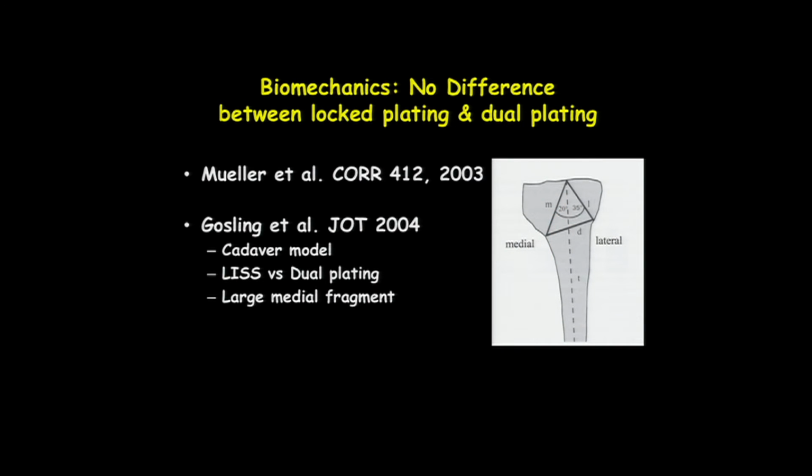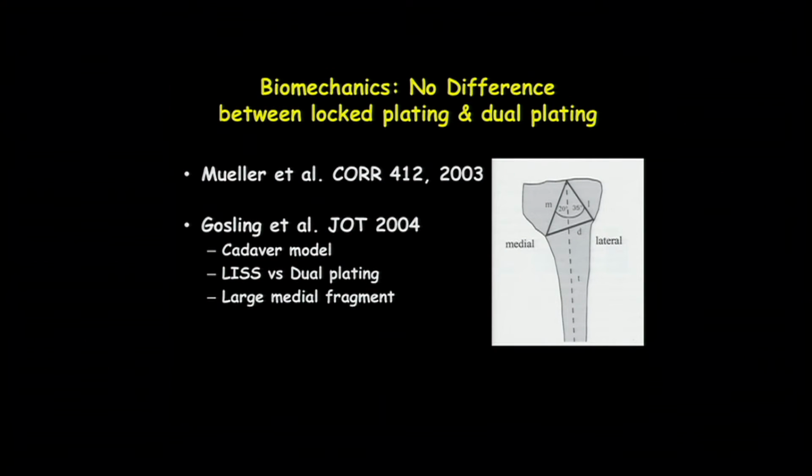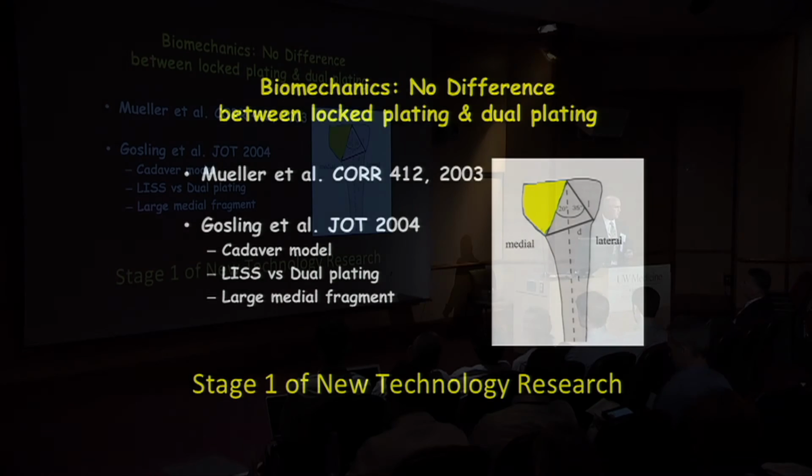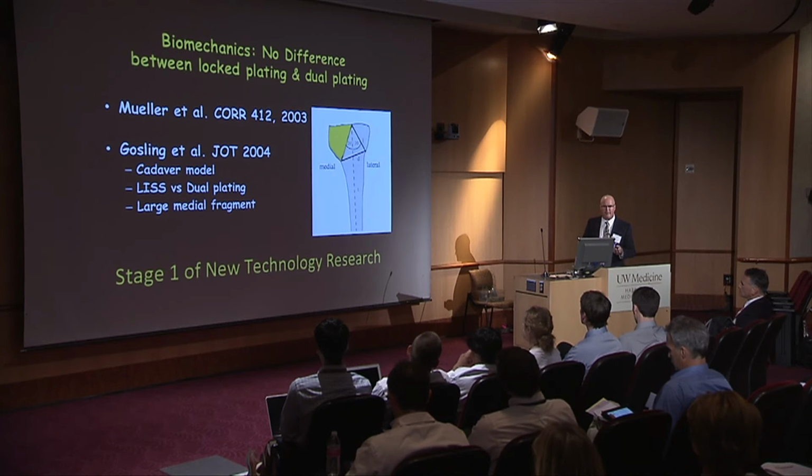There were biomechanical studies as well. Mueller had this as well, and Gossing, which I believe is from your group, Dr. Krettek, right? It was a cadaver model. Again, the LIS, or less invasive stabilization system, versus dual plating, a lateral plate and a posterior medial plate as well, so 2 plates. Well, this is a rather large medial fragment. It's vertical, as we typically see, but it's a relatively large fragment. So now here we are at the stage 1 of our new technology research. This locked lateral implant, no worse than doing the 2, doing about the same, is a potential solution to our problems of the added exposure for these difficult fractures.